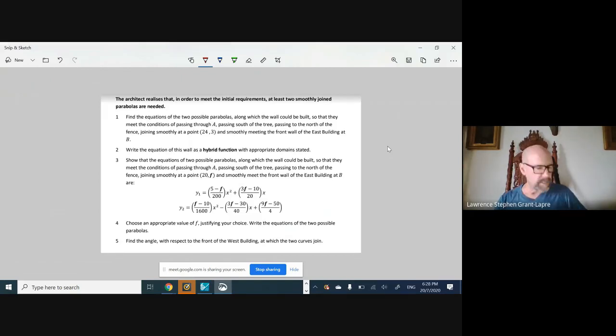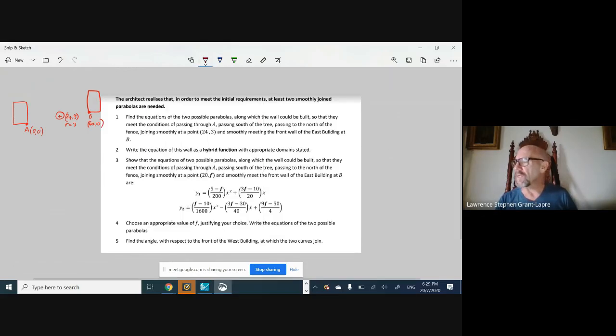Now, just so that you're aware of the positions, we have a building. This is at 0, 0. We have a tree at 24, 9 with a radius of 3. We have a building, position B, which is 60, 10.